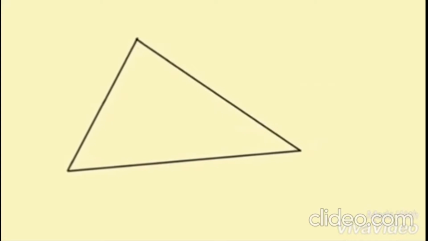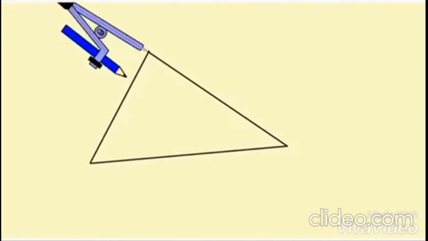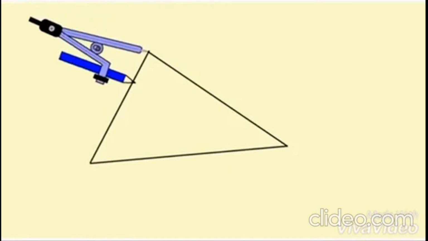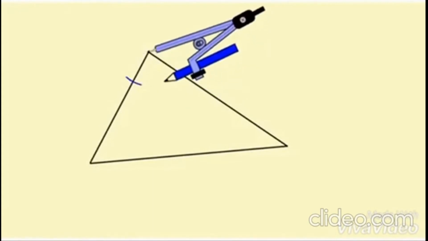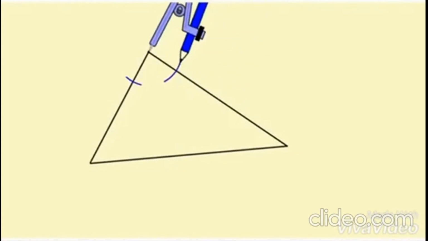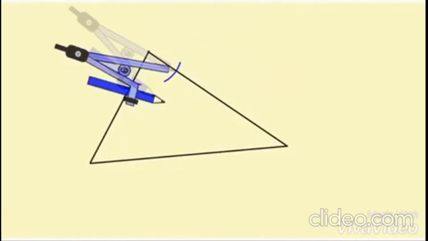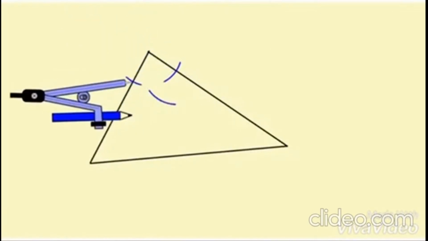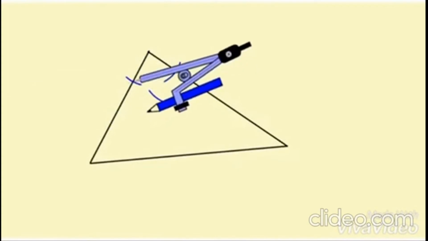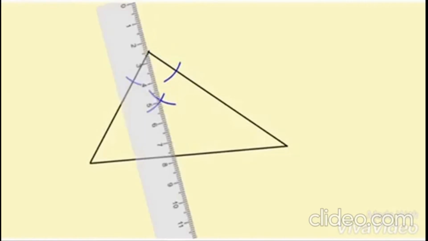Take your compass and put the point at one vertex. Mark up a little arc on the first side and then also down on the second side. Those two arcs are the same distance from the vertex. Put the point of your compass where the arc intersects the side. Draw an arc in the interior. Do the same on the other side. Pick it up, put it on the other point of intersection and do the same.